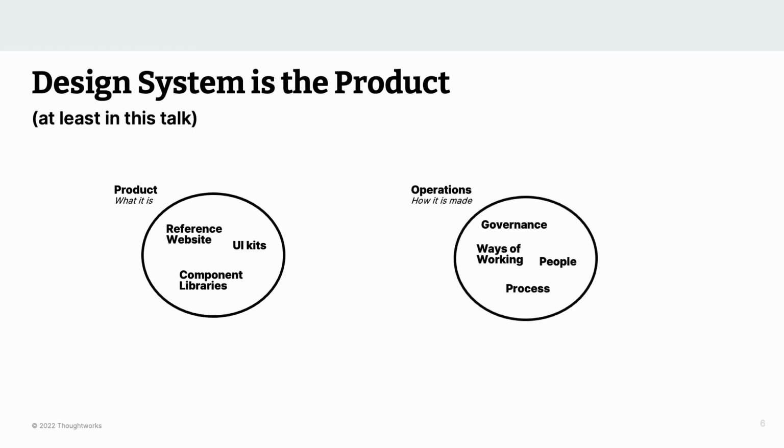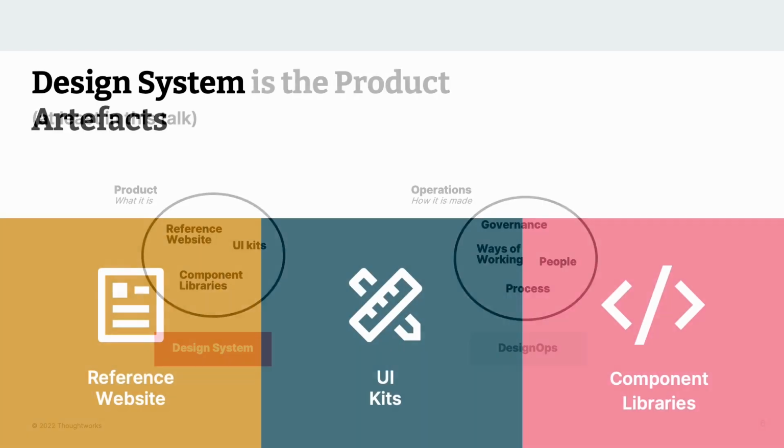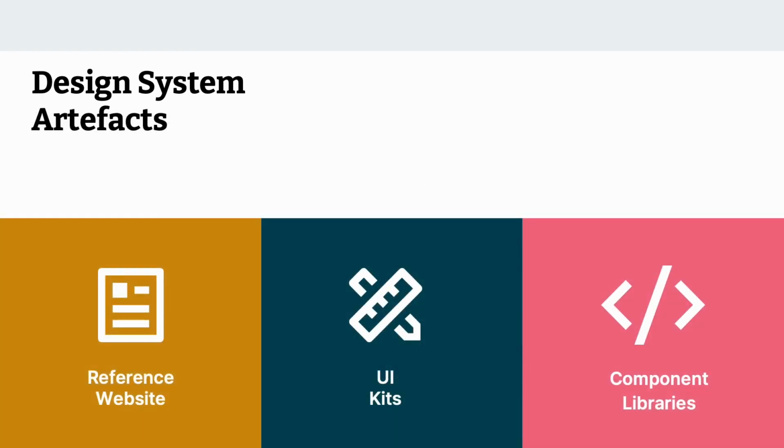And then there is the operations part. So think about governance, how people work together, the ownership model, how the design system actually gets created. So in this talk, I will refer to design system as just the product parts. But keep in mind that in order to build a successful design system, both these aspects actually need to be considered. All right. So what are those design system artifacts that I was talking about?